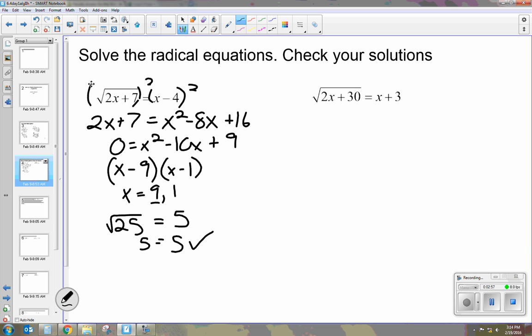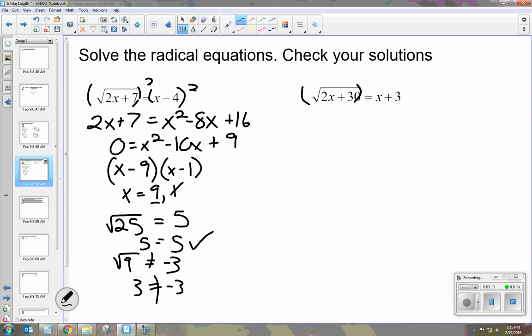We can check and see if 1 works. We have the square root of 9 on the left equals -3. This will not work because we'll get 3 equals -3, which is not true. So 1 is not a valid solution.